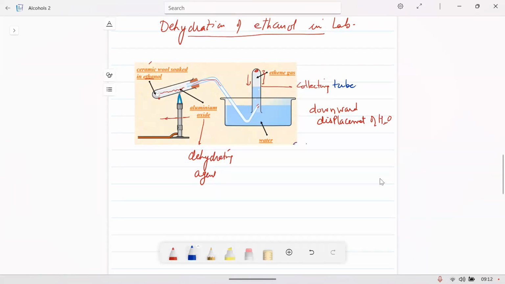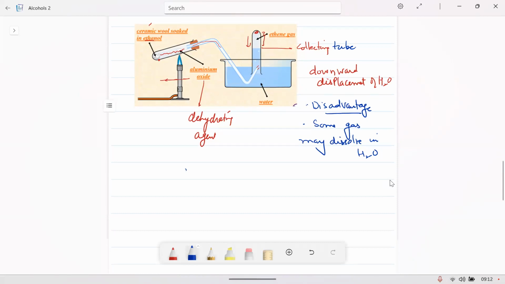Now, the disadvantage of this method, we already have done this before, is that some gas may dissolve in water. Therefore, as you have done before in IGCSE, when you want to collect the gas, the best method is a gas syringe. So you can show from here, you can show the gas syringe.